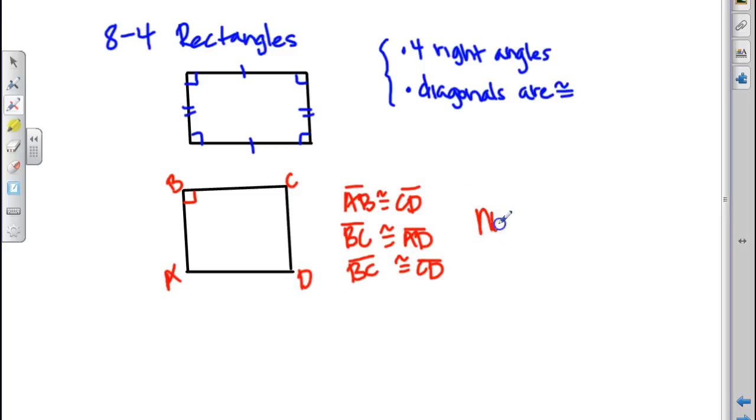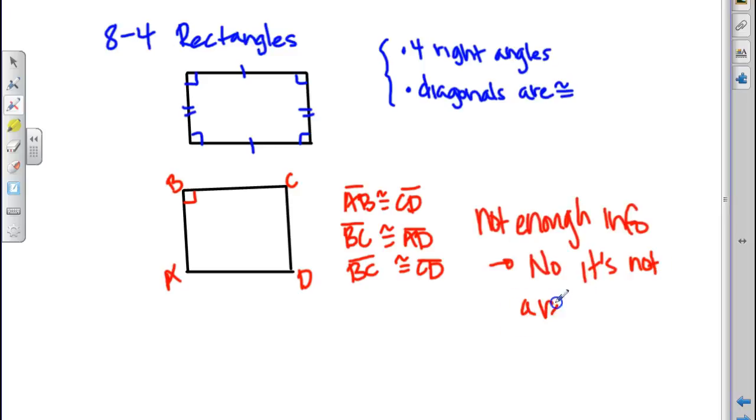So this would be not enough info, which means no, it's not. There's not enough information to prove that it is a rectangle. So you have to say no, it's not.